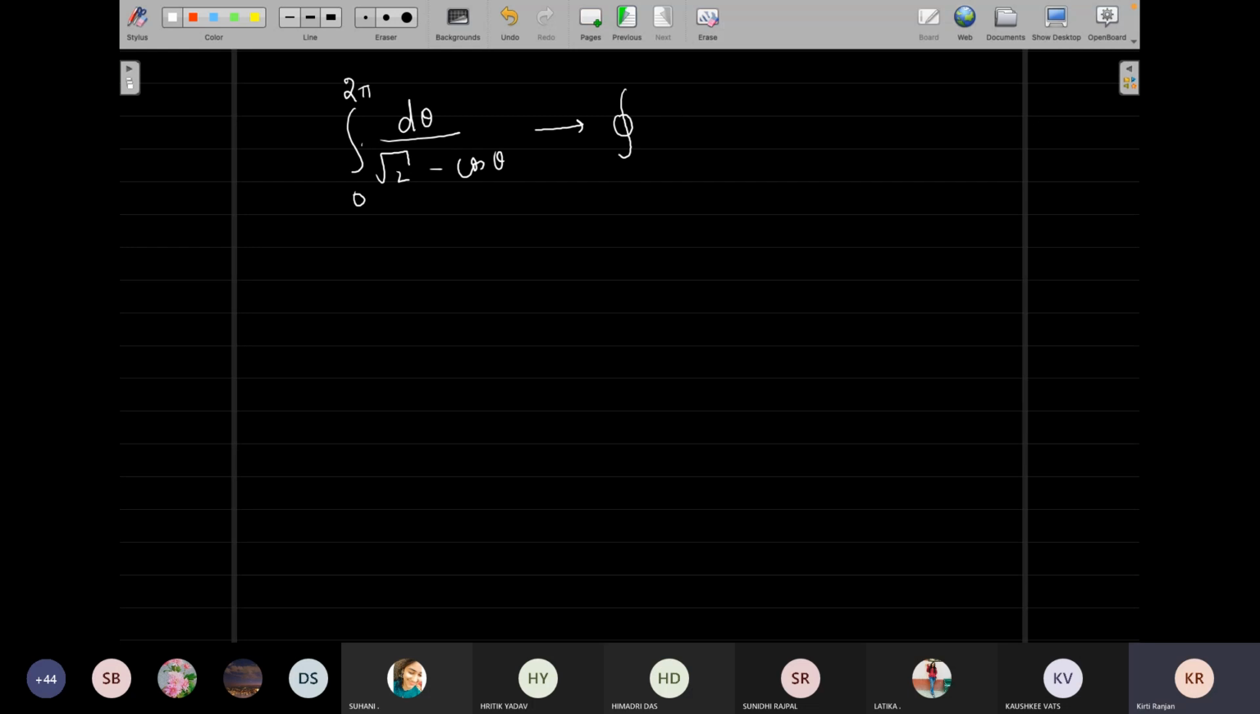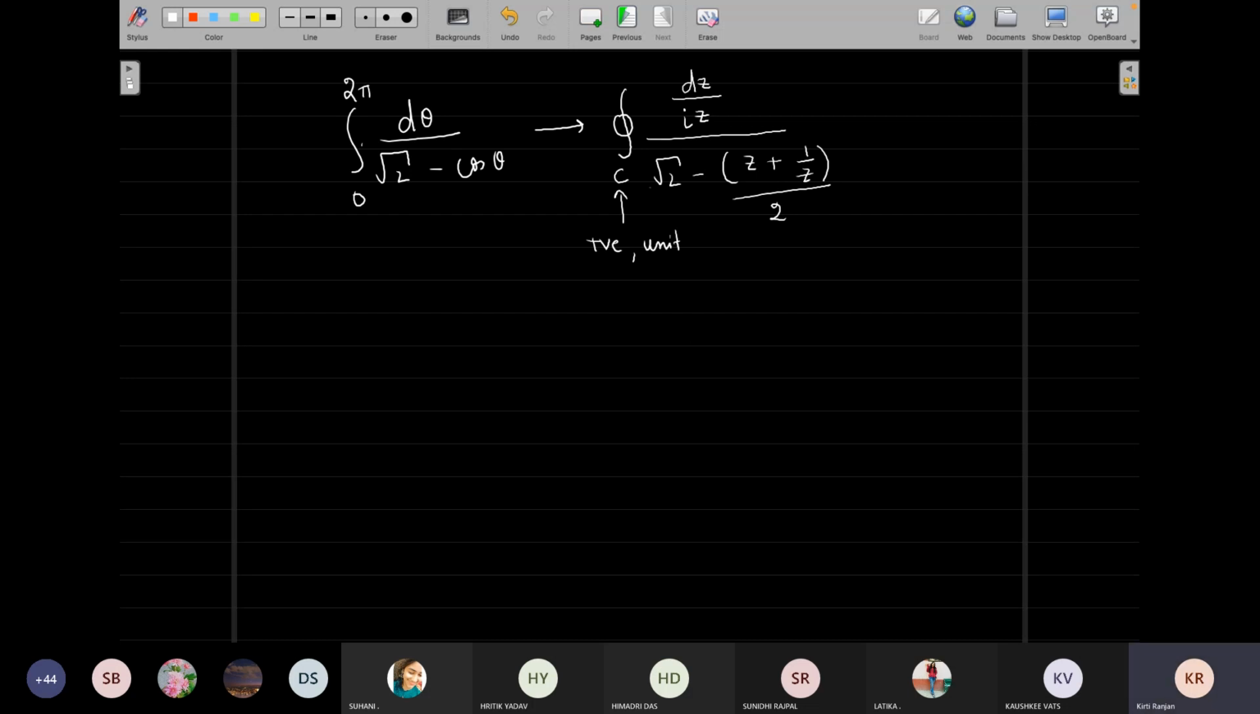So what should I be writing? d theta should be dz over iota z, plus this z is what you told me. Root 2 minus z plus 1 by z over 2, over C, the unit circle, positively oriented. Yeah, okay, positively oriented unit circle. So this is what we are doing.